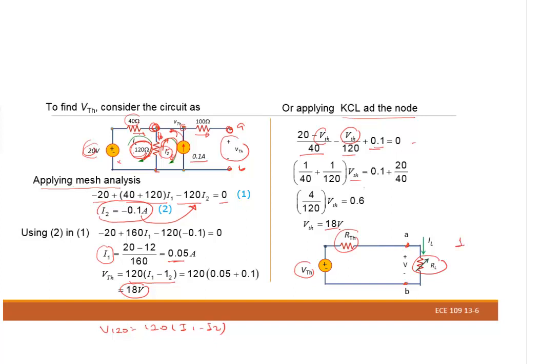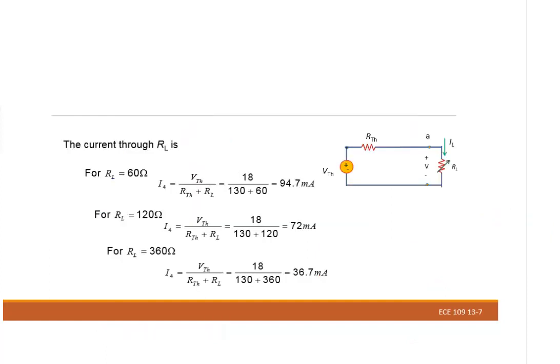So we can put the RL load resistor back between A and B. If I want to find the IL, it's easy: VTH divided by RTH plus RL. Depending on which RL value you have, you can find the values of IL. If it's 60 ohms, we put there 60; for 120, you put there 120; RL equal to 360, you put there, and you can see the current value here.